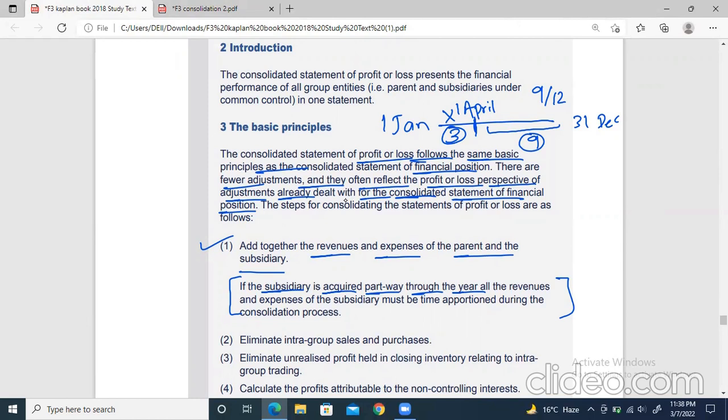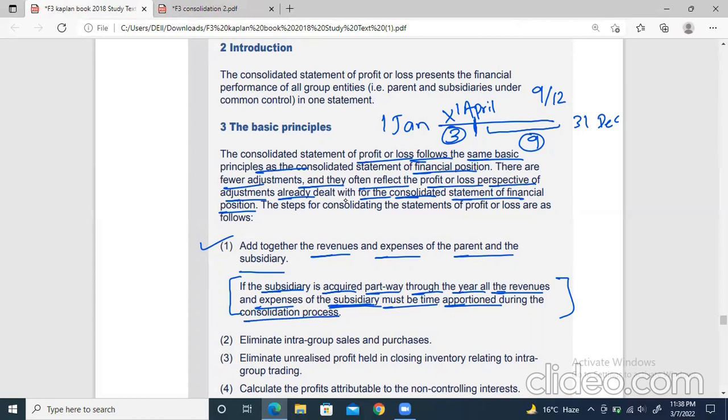We are looking as at over there. As at means at this point in time, right? But this is not at a point in time. This is just for the last 12 months, which is a fixed thing. We cannot change it, right? So we have to do everything for the subsidiary, in this example, 9/12. It can be 4/12 as well, 5/12 as well, depending on the situation. So if the subsidiary is acquired partway through the year, all the revenue and expenses of the subsidiary, not the parent, just the subsidiary, must be time apportioned during the consolidation process.